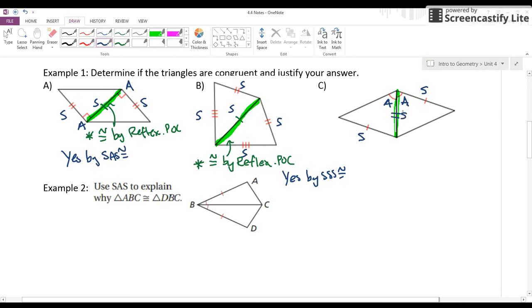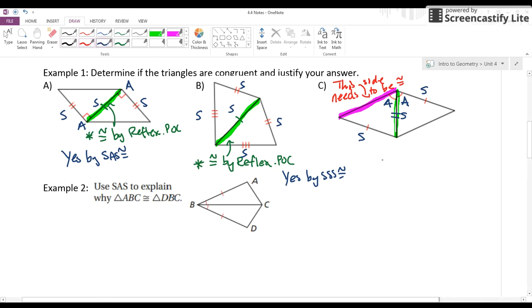Does it follow SAS for both of the triangles? Hopefully you're seeing it doesn't, because for this angle to be included on the left triangle, we need this to be the other side, right? Since we don't have any information about this side, we can't say the triangles are congruent. So again, that side needs to be congruent for it to be included, because this angle A right here that I labeled, it's not touching this S at the bottom. So this one was a tricky one.